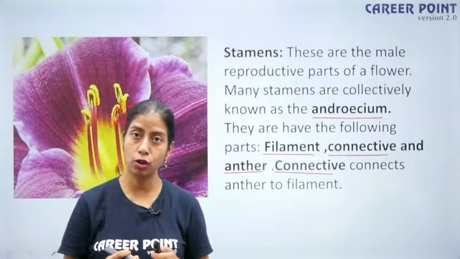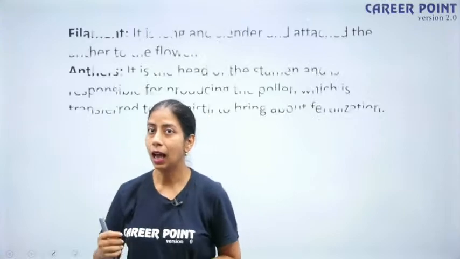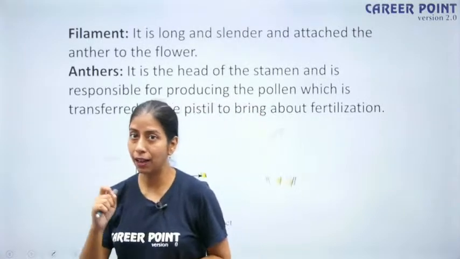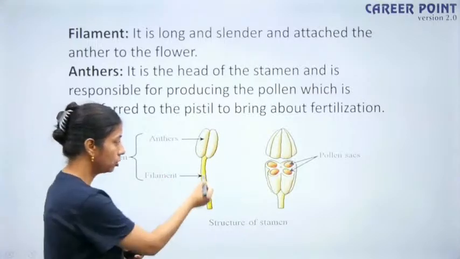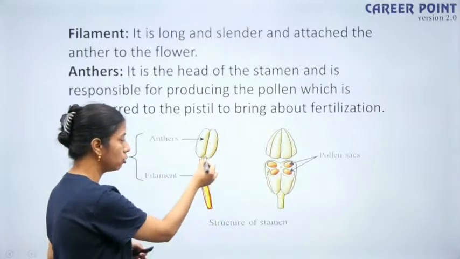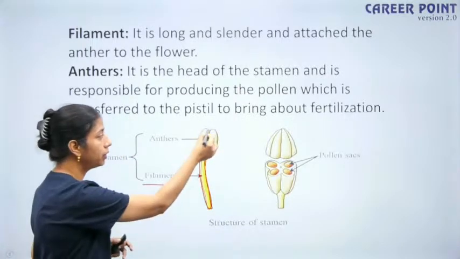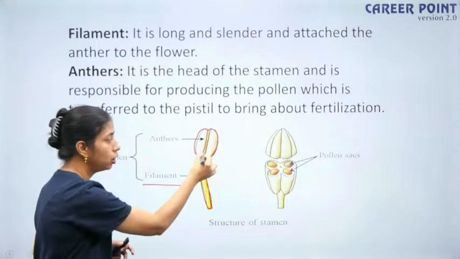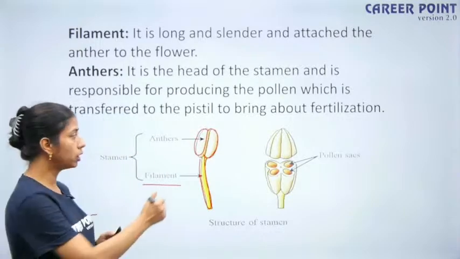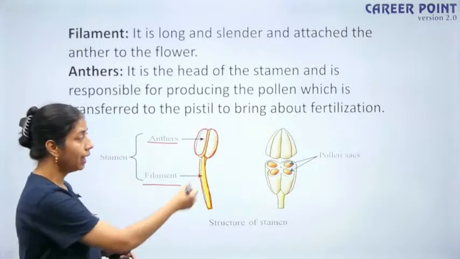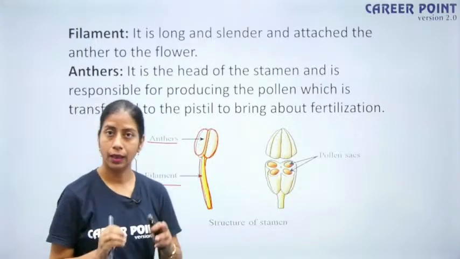So what's the function of connective? It connects the anther to the filament. So let's see how it looks. Here we have the structure of anther and filament. This is a stamen. This long stalk-like structure is known as filament. Above this, you can see two lobes are there, so it is known as bilobed. This structure is known as anther, and the anther and filament are connected by the connective, right?